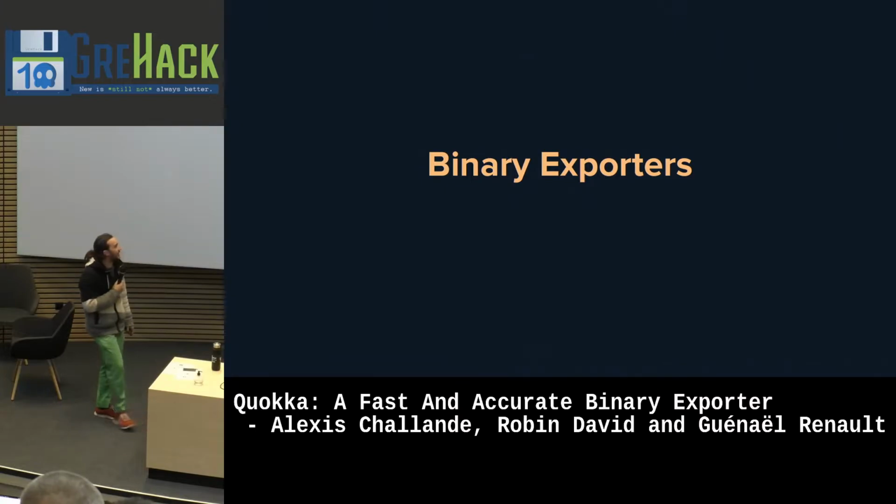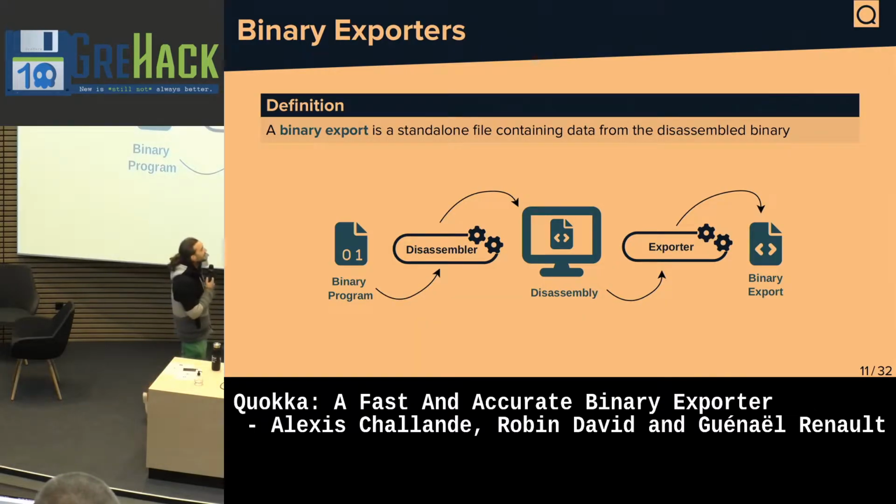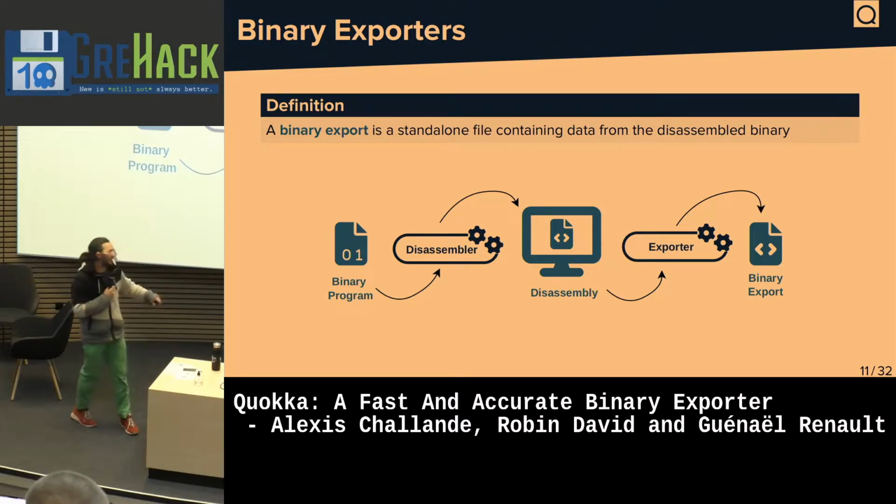And that's why binary exporters have been introduced, and now you're getting to see where I was trying to head to. So a binary exporter is something like a standalone file that you generate from the disassembly and then you can use outside of your disassemblers. So you just generate it once, and then you can close your disassembler, throw it in the bin, and then you still have all the results and the intelligence of your tool without any of its problems.